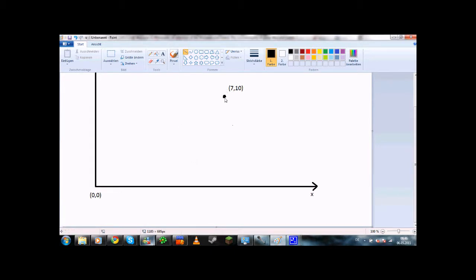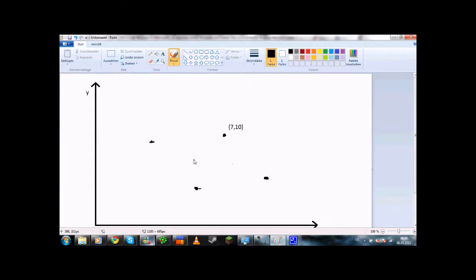I can draw loads and loads more points. I can draw a point here, I can draw a point there, I can draw a point there, but none of those points are vectors. They are points. A point basically is an absolute position in the space you define. So this is a point, this is a point, this is a point, and this is a point.